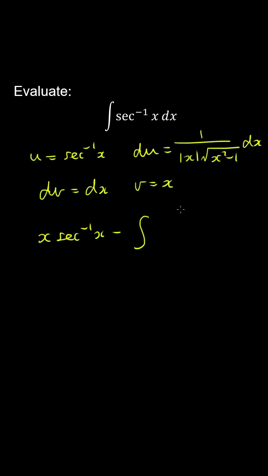So x is going to cancel, so what we get is 1 over the square root of x squared minus 1 dx. And now you can evaluate this integral using trig substitution, and have a go at doing that, and post your answer in the comments.